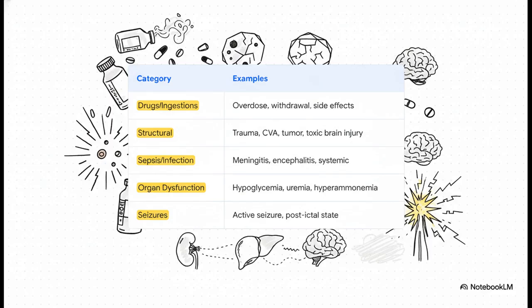Organ dysfunction is huge. This covers all the metabolic encephalopathies, right? Hypoglycemia, uremia from kidney failure, hyperammonemia from liver failure. All of these toxins build up and disrupt normal brain function. And of course, the patient could be having a seizure or just be in that sleepy postictal state.